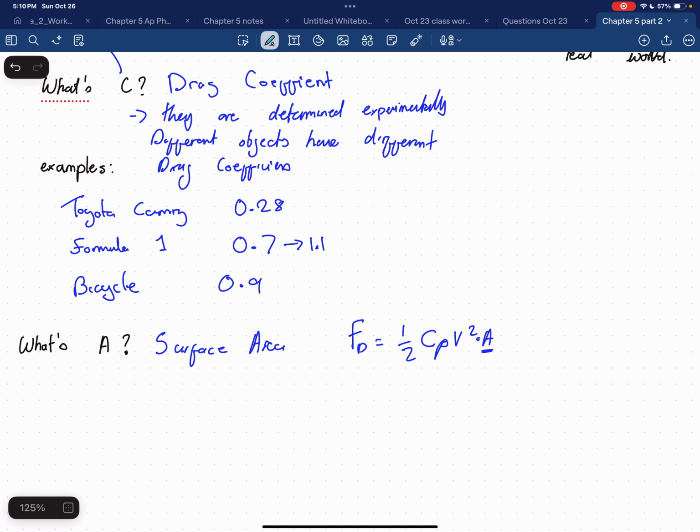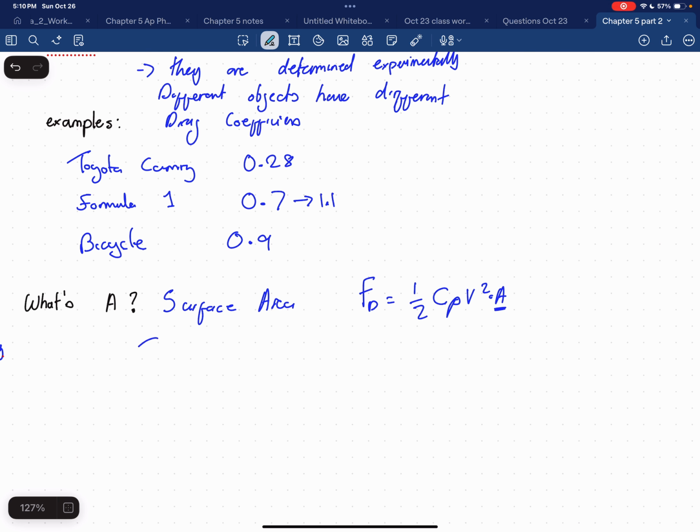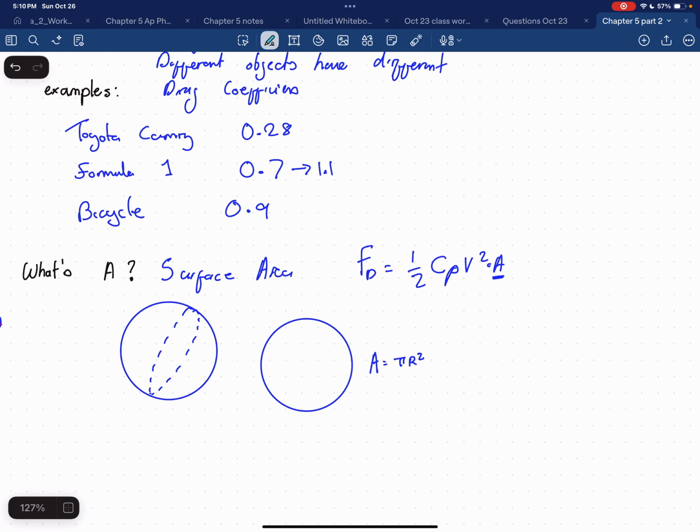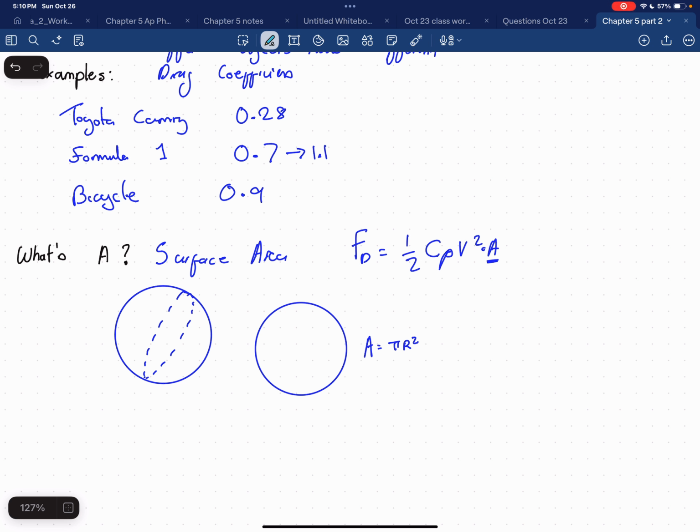Now what do I mean by cross-section? If I have a sphere and I cut the sphere in half, I will see a plain old circle, and the cross-sectional area of a circle is going to be pi r squared. So the magnitude of drag considers the cross-sectional area of an object.